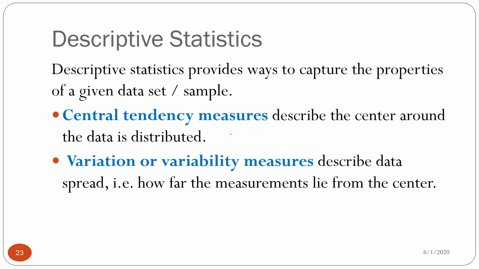There's another thing called the variation or variability measure. This variability measure is based on the central tendency measure, and using it you measure how far the data is from the center of the data, or how the data is spread around the center. So these are two major descriptive statistics. Examples of variation measures would be standard deviation and variance.